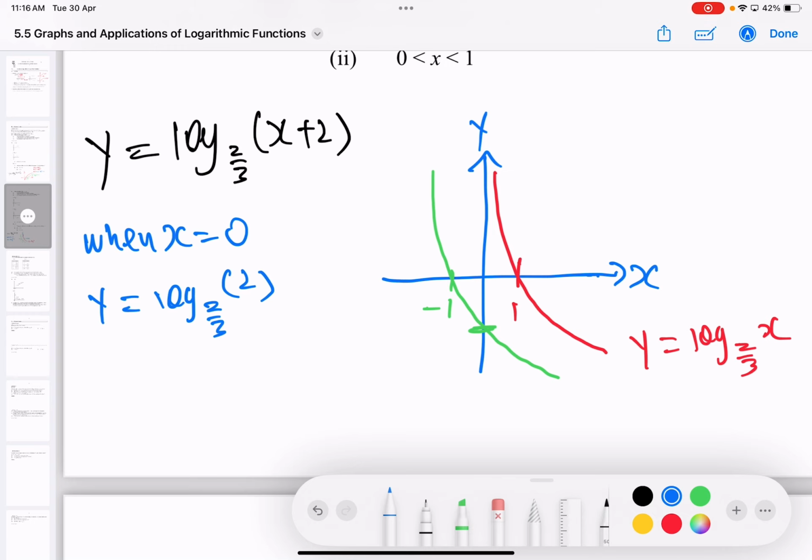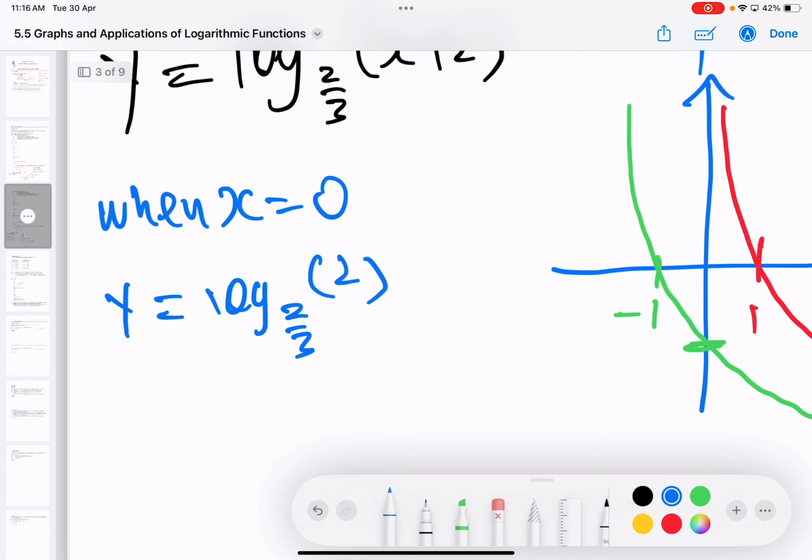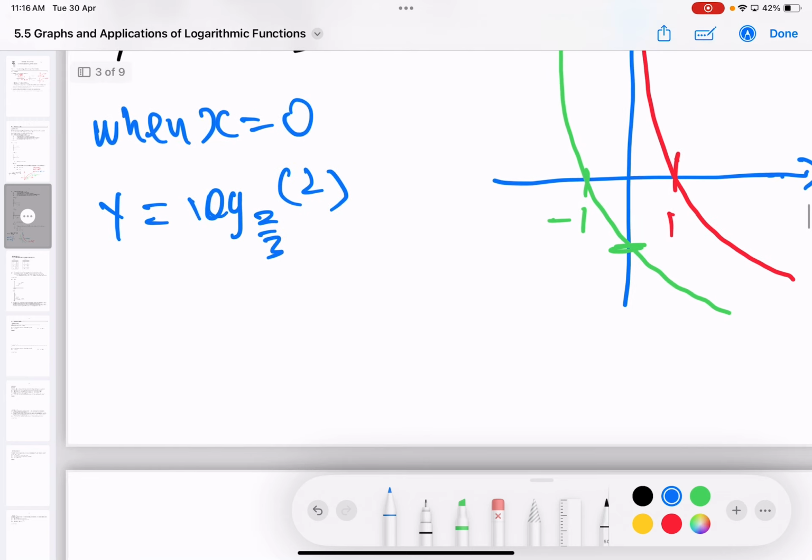Okay, come. Let's get to here. Now, how are we going to find the answer to this? Our calculator cannot do log of base 2/3. Then how? Change of base. What base should we change it to? Log 10. Okay, so I just need to use log 10.